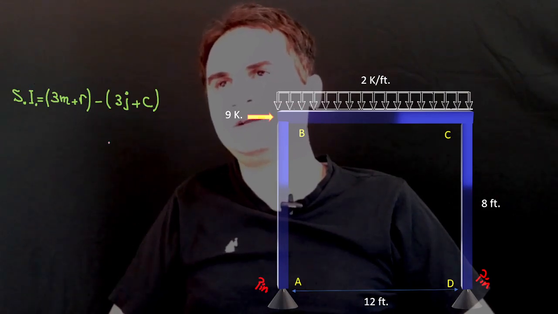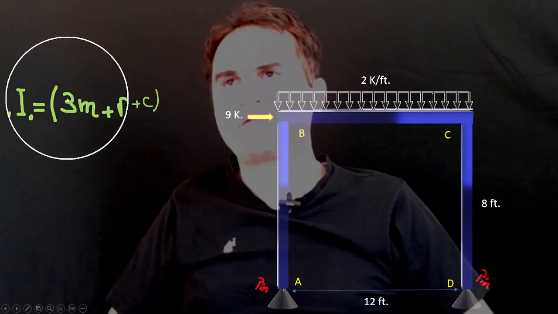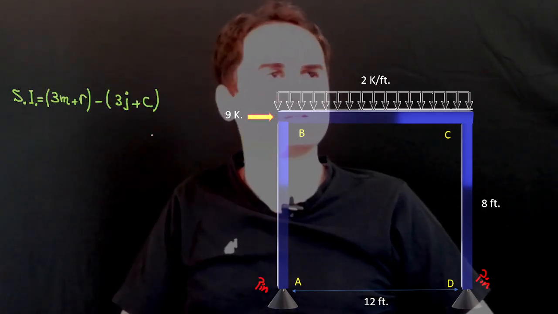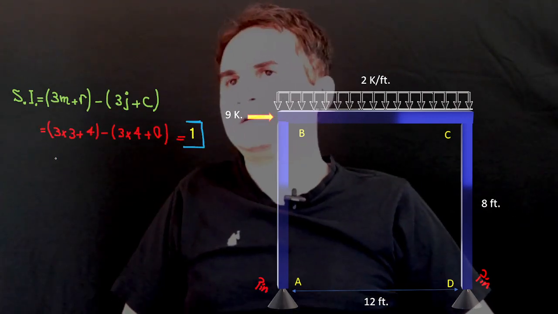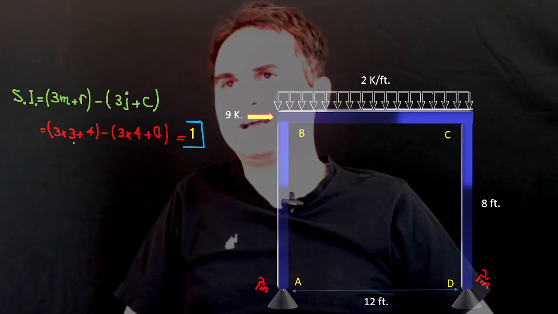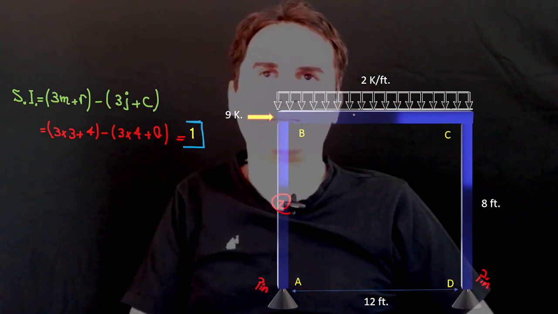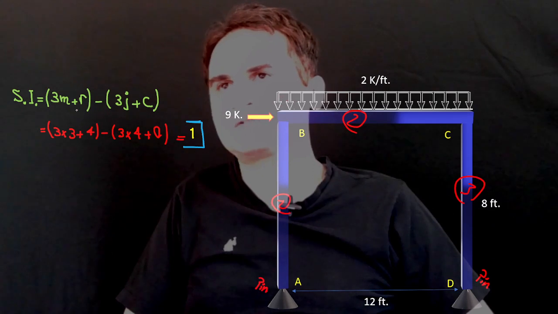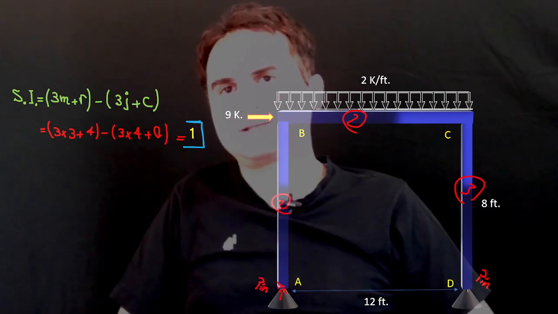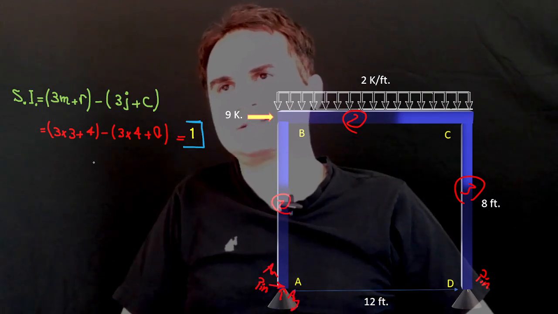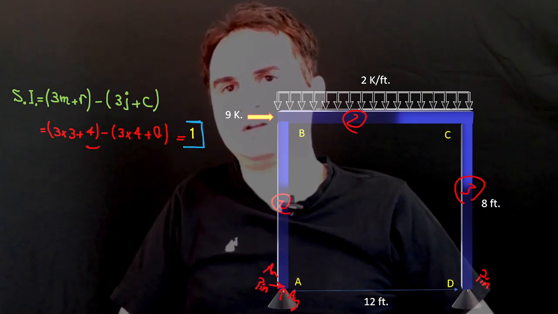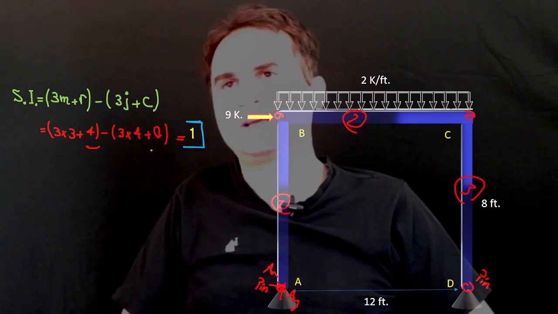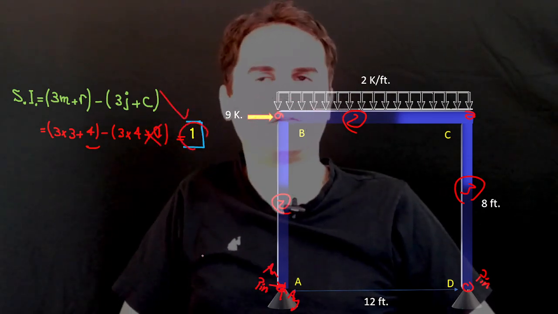If we want to calculate the static indeterminacy of the structure, it is 3 times members plus reactions, minus 3 times the number of nodes, plus the special conditions, like an internal hinge or so. That's 3 times 3 members plus 4 reactions, which are the pin reactions AX, AY, and DX, DY, 4 of them, minus 3 times j, which is 4 nodes, and 0 special conditions. It just gives us 1 degree of indeterminacy.